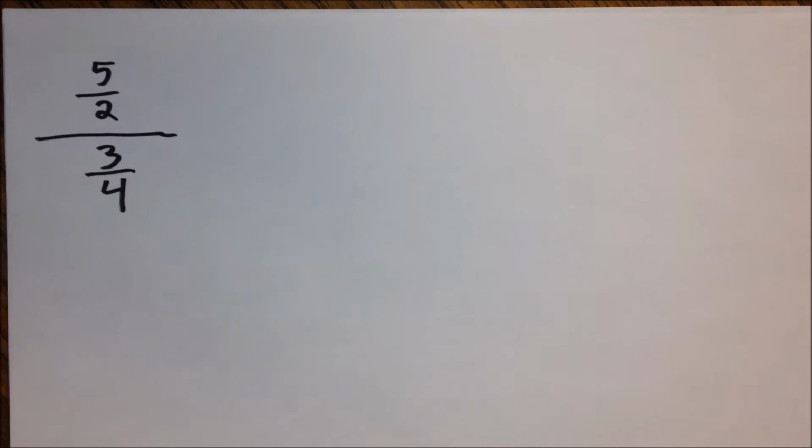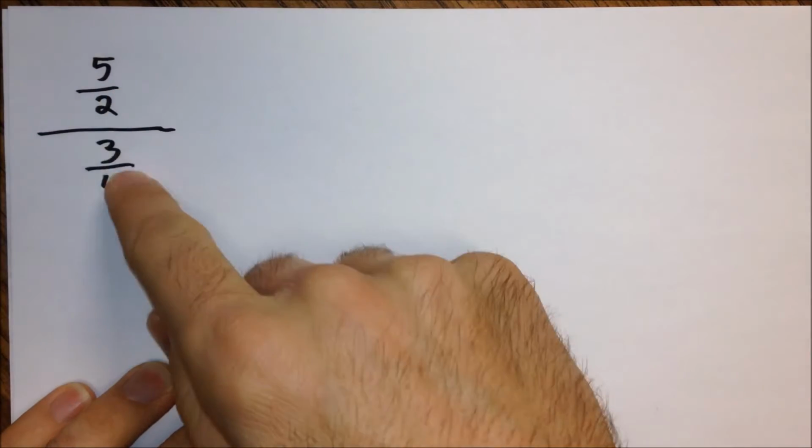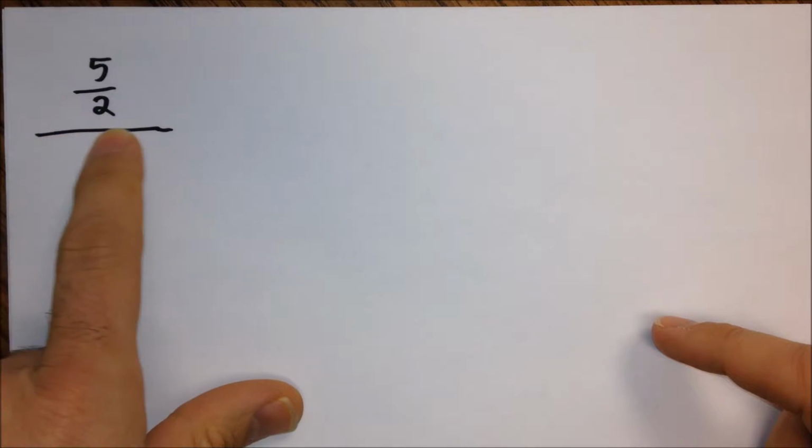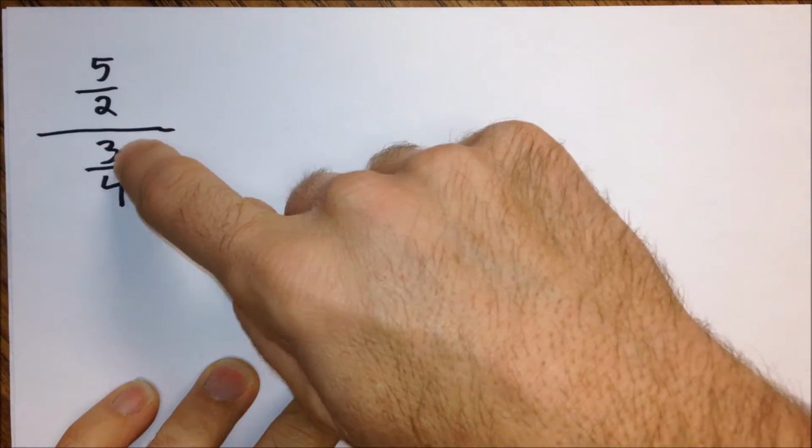So let's start with the problem. What if we have 5/2 divided by 3/4? I wrote this as a fraction problem with a big divide bar because I think it might be easier for us to think about it this way. Remember, the fraction bars are really just divided by signs. So you could say this is 5/2 divided by 3/4.